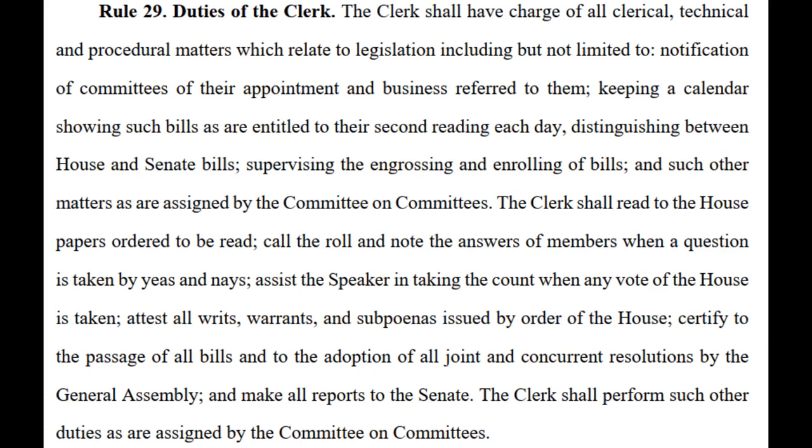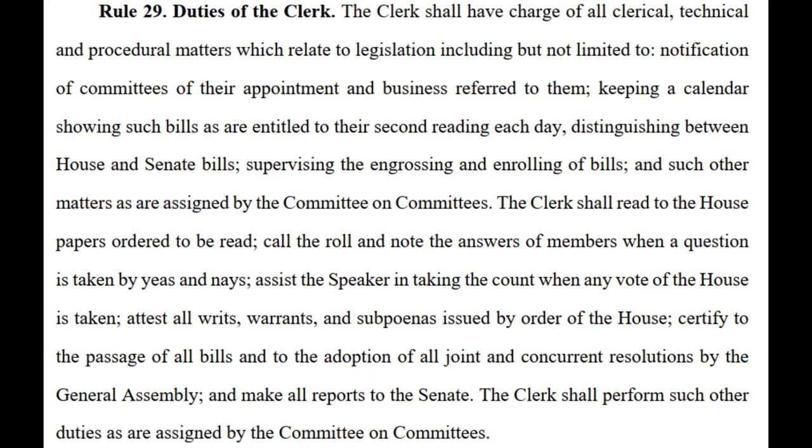Keeping a calendar showing such bills as are entitled to their second reading each day, distinguishing between House and Senate bills. Supervising the engrossing and enrolling of bills. And such other matters as are assigned by the Committee on Committees. The clerk shall read to the House papers ordered to be read. Call the roll and note the answers of members when a question is taken by yeas and nays. Assist the speaker in taking the count when any vote of the House is taken.